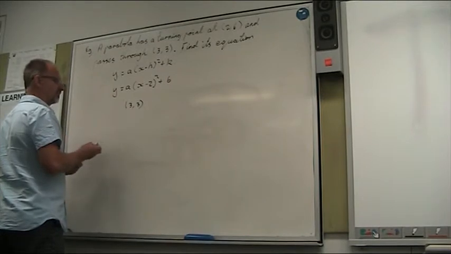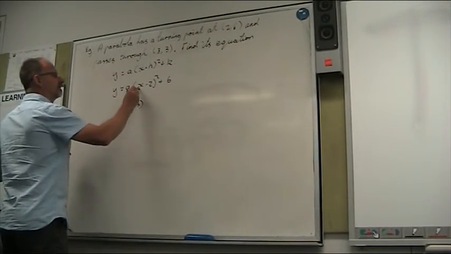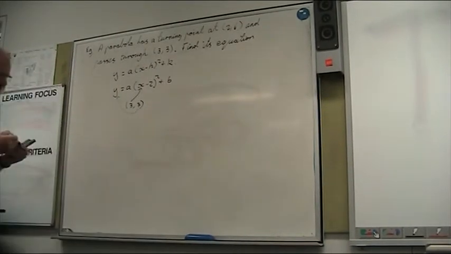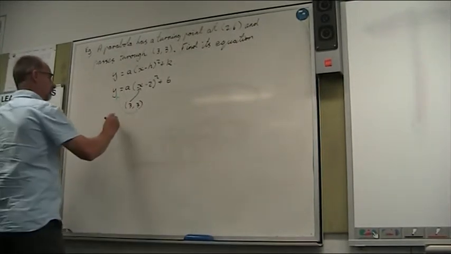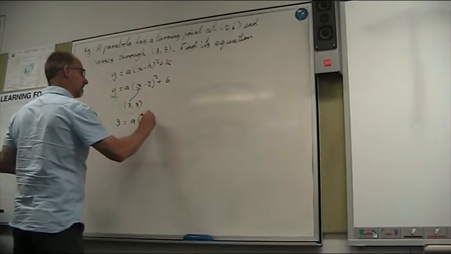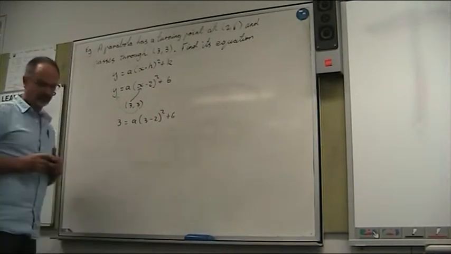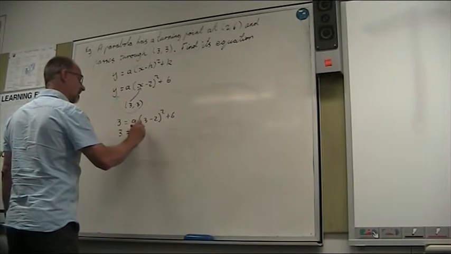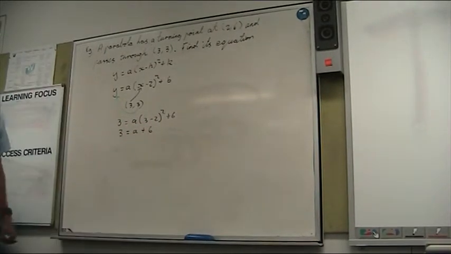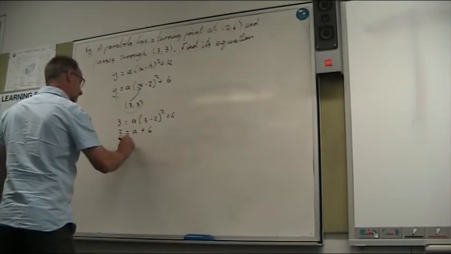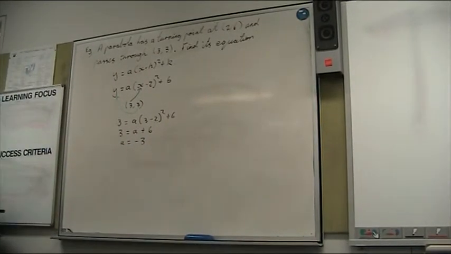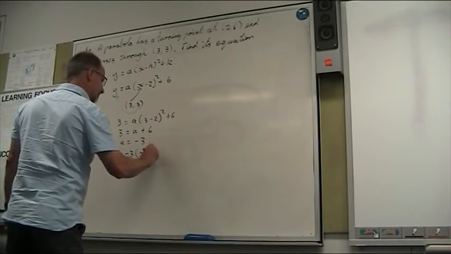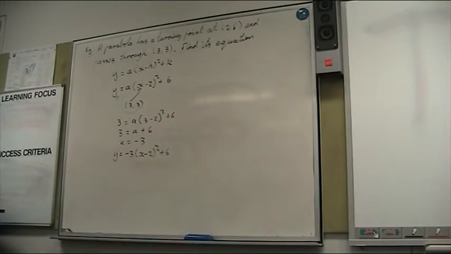So again, the same thing as before. X equals 3, substitute it. Y equals 3 at the same time. When x is 3, substitute it. And so we'll have 3 equals a times 3 take 2 squared plus 6. 3 take 2 is 1, 1 squared is 1, so 3 equals a plus 6. So a would be negative 3. Alright, and so finally our equation is minus 3 bracket x minus 2 squared plus 6.